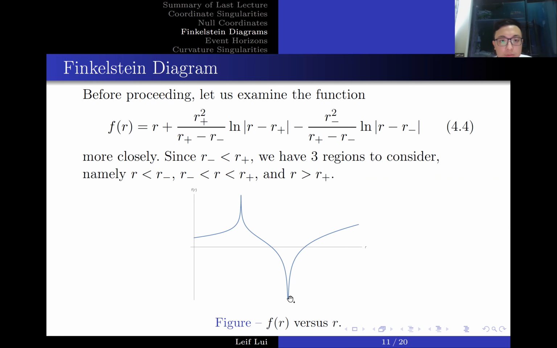So we can see that we have three different regions, basically. For r less than r minus, f of r is greater than 0. Here, for r between r minus and r plus, it is initially greater than 0, but eventually it hits the r-axis and starts asymptotically approaching minus infinity. Then in the region r greater than r plus, it starts off negative, but eventually becomes positive.